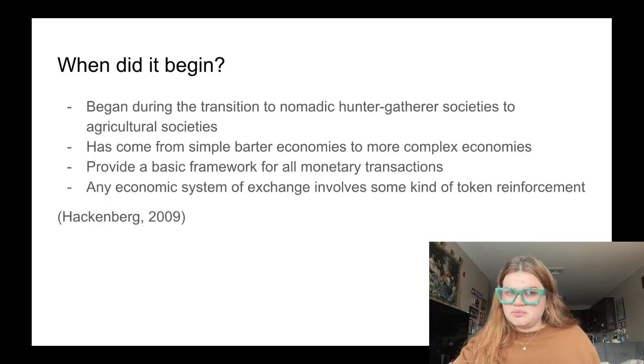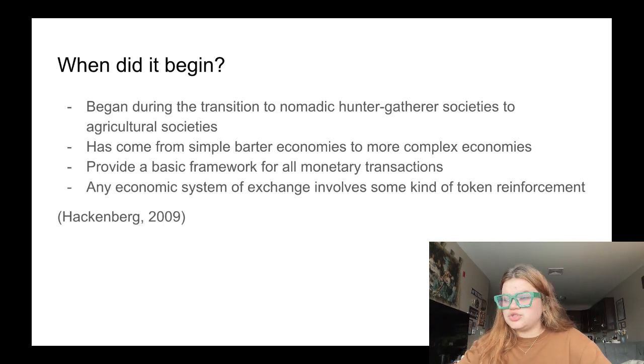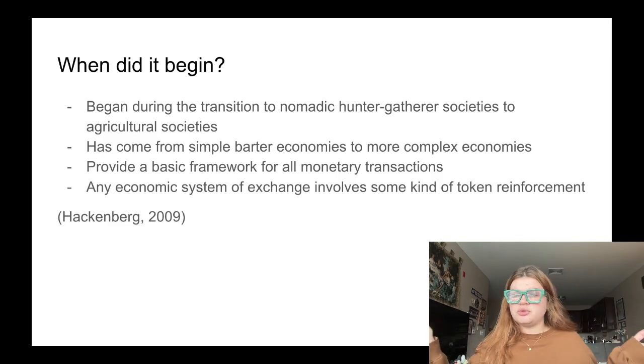So where did it begin? Another study done by Hackenberg talks about just how long we've been using the token economy for as humans. The token economy has been a concept for a very, very long time. It began during the transition from nomadic hunter-gatherer societies to agricultural societies. And it came from a simple barter economy and has turned into more complex economies, multiple economies. This provides a basic framework for all the monetary transactions. Any economic system of exchange involves some kind of token reinforcement. So we see this once again all the time with money.